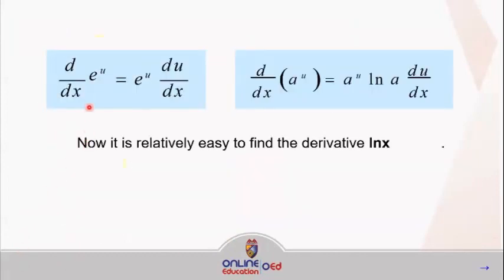So therefore, we have here the exponential, which is e raised to u. It is equivalent to e^u du over dx. And the a raised to u is equivalent to a^u ln a du over dx. Now, it is relatively easy to find the derivative of ln x.